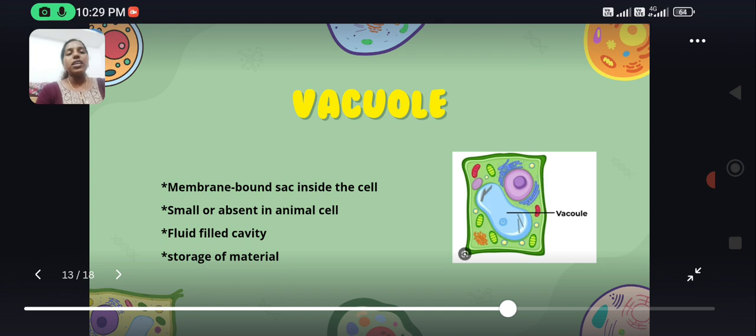Its main function is storage of waste materials, that is water; all types of waste materials of the plant cell are collected or else they are absorbed by the vacuole. They act as a fluid-filled cavity. So this is the peculiar characteristic of a plant cell. Vacuole is a cell organelle only present in a plant cell.